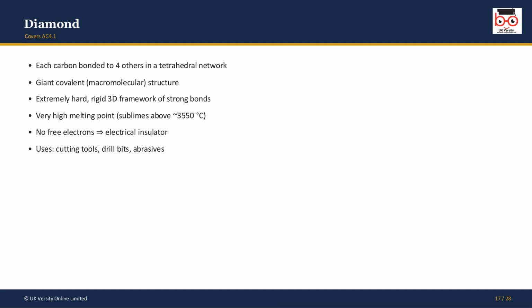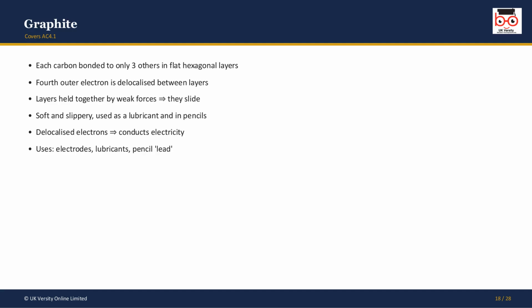It has a very high melting point, subliming above around 3550 degrees. And because every outer electron is used in bonding, there are no free electrons, so diamond is an electrical insulator. Its uses follow from its hardness: cutting tools, drill bits, and abrasives. Graphite is pure carbon too, but arranged quite differently.